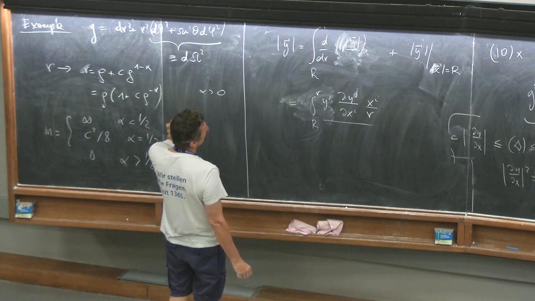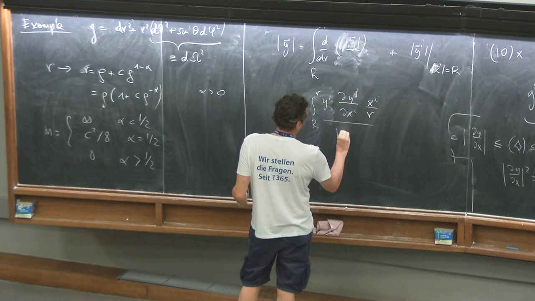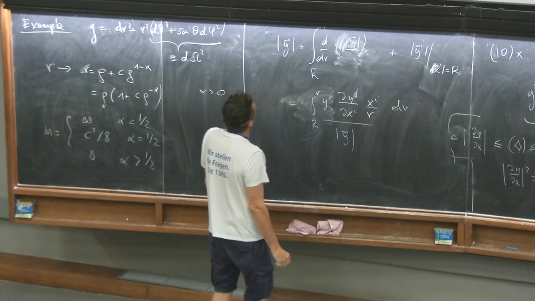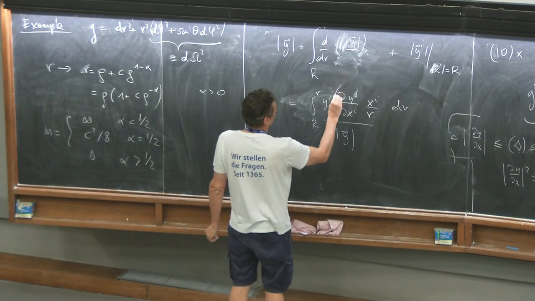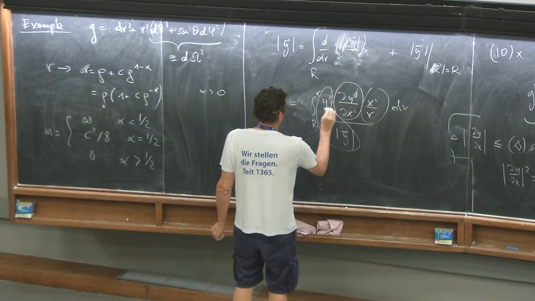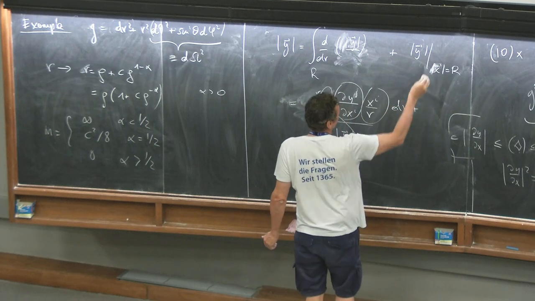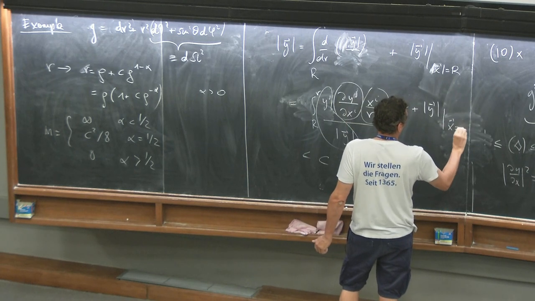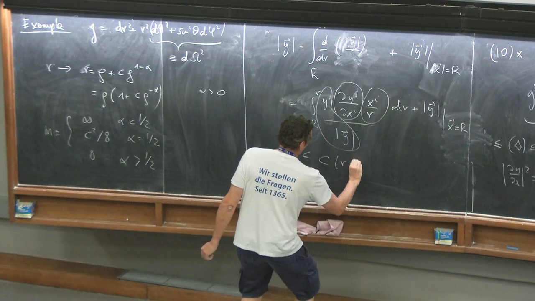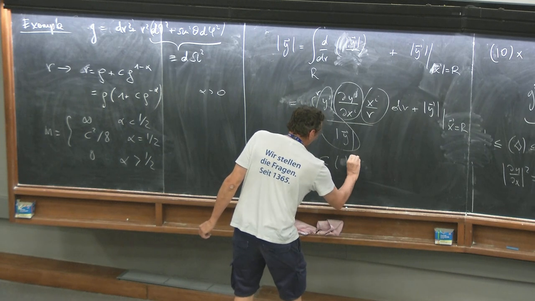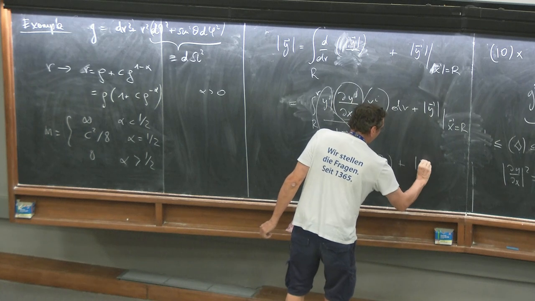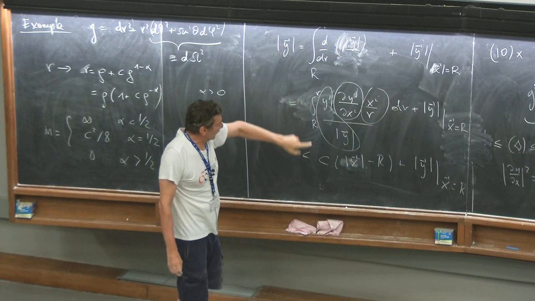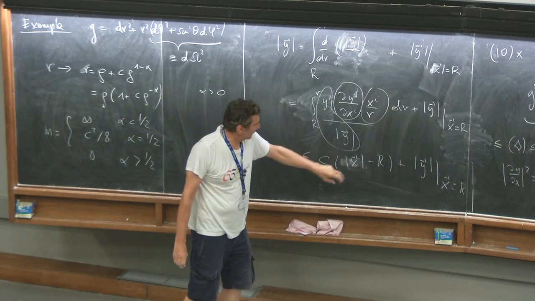Yeah, just the algebra. So this is bounded. This is bounded. This is bounded. So you get that this is smaller than c times r minus r, r being the norm of x, plus this constant here. In other words, the y-coordinate cannot grow faster than just a multiple of the r-coordinate.